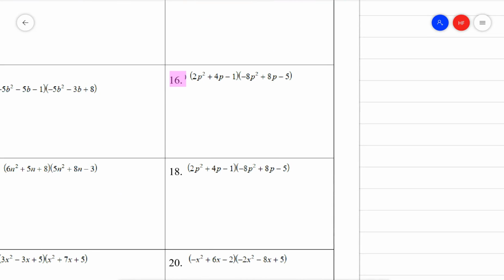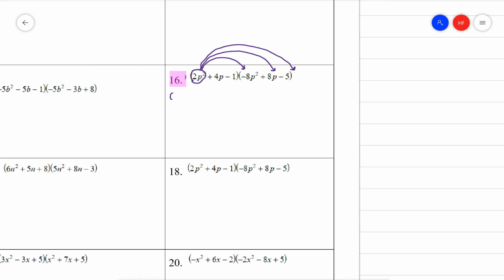Then we're going to do number 16, which has the 3 by 3. So just like with the double distribute where we had the binomial in the front, whenever we have a trinomial multiplying by a trinomial, you're going to triple distribute. So I need to get this 2p squared and multiply it by all 3 terms. So this might get a little messy.